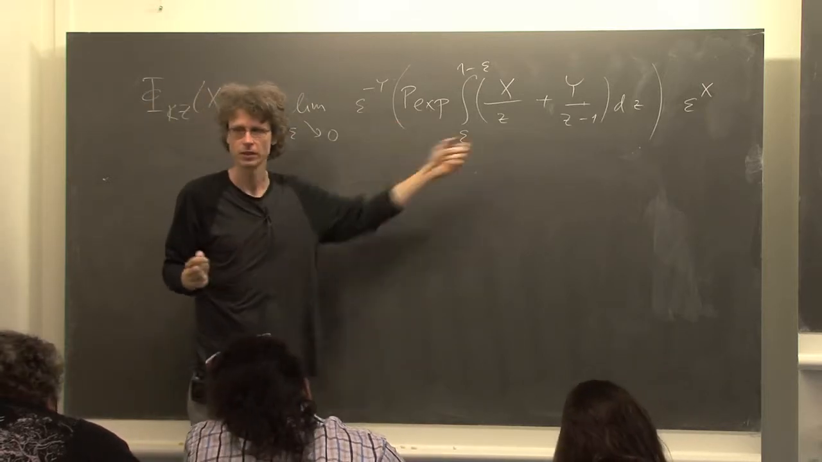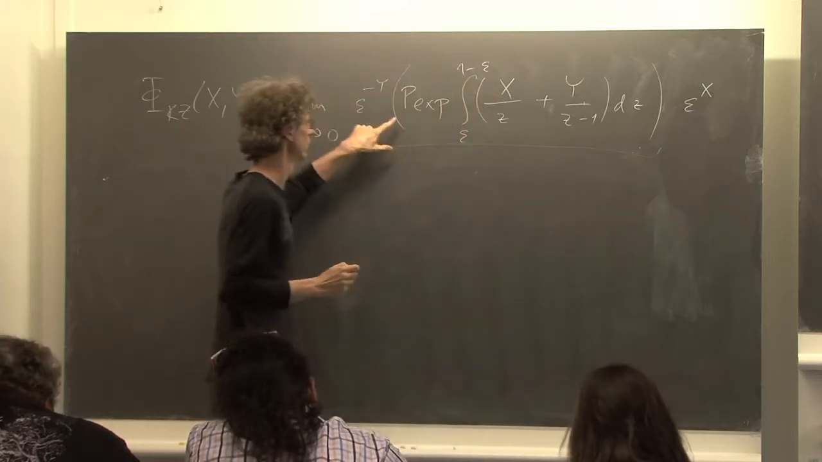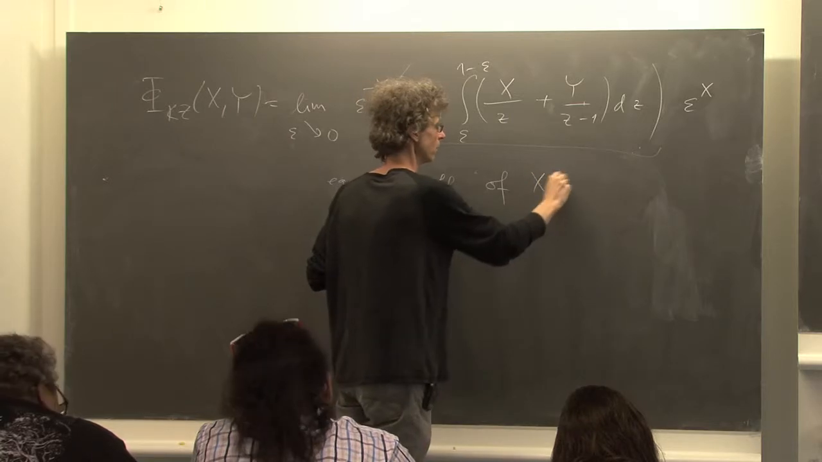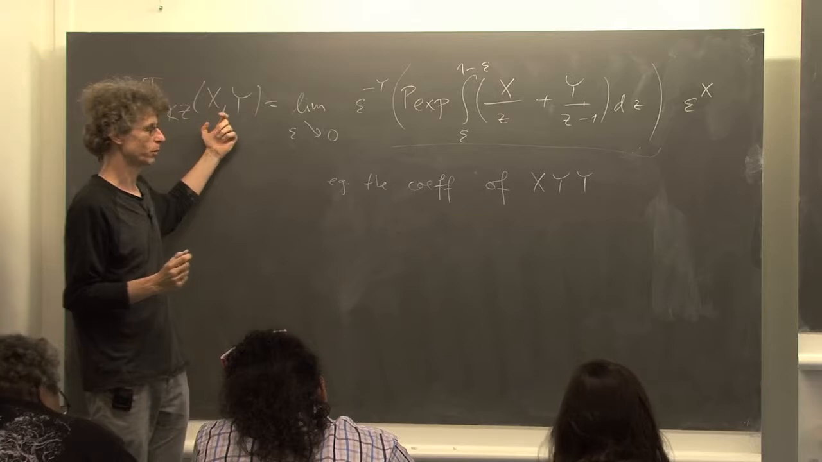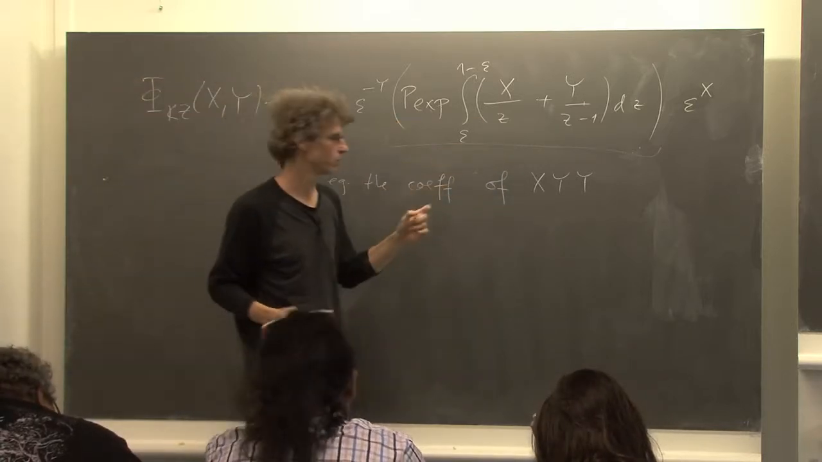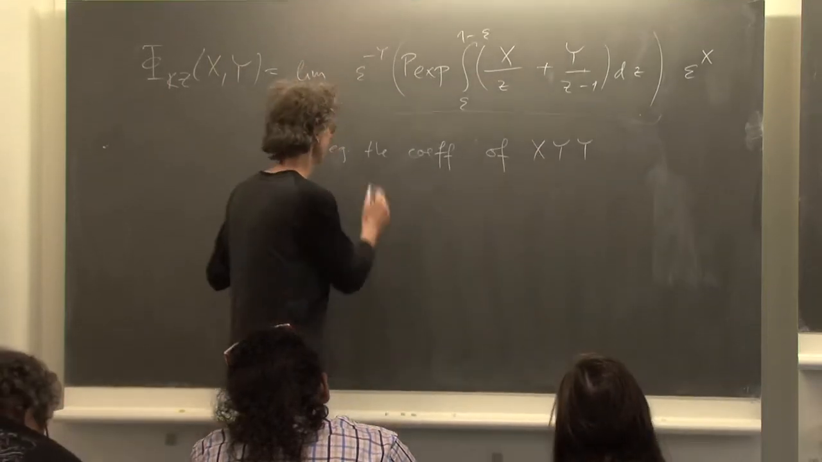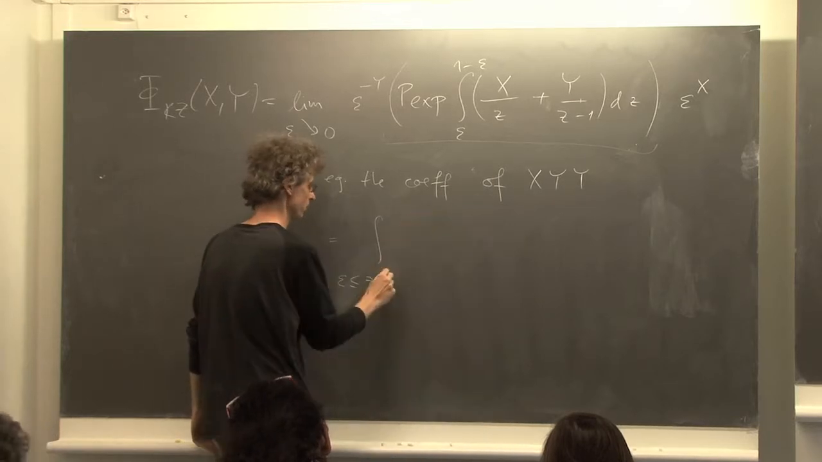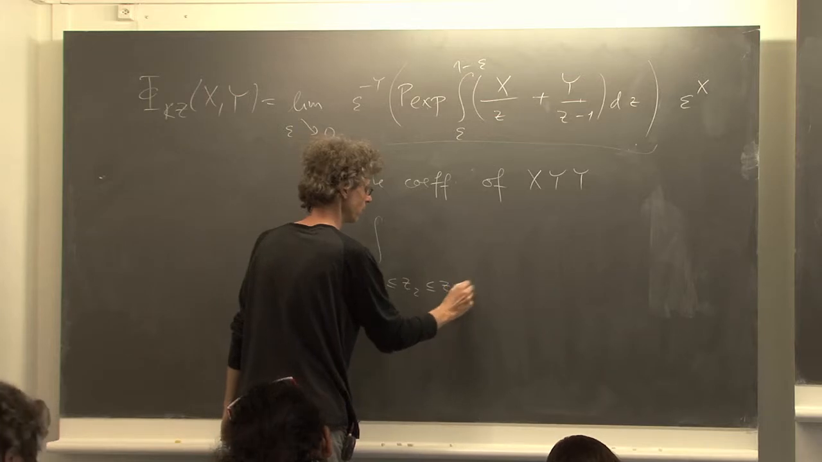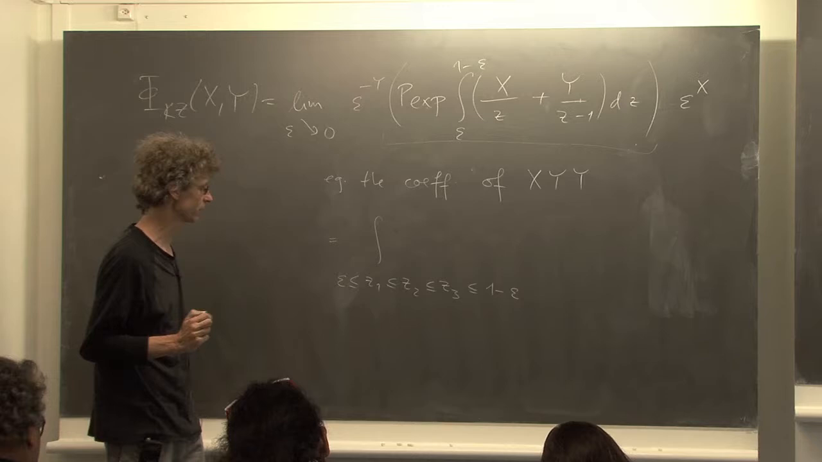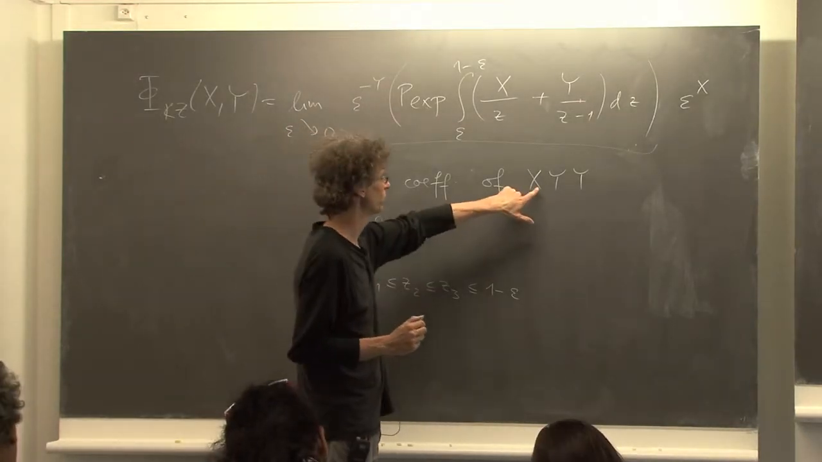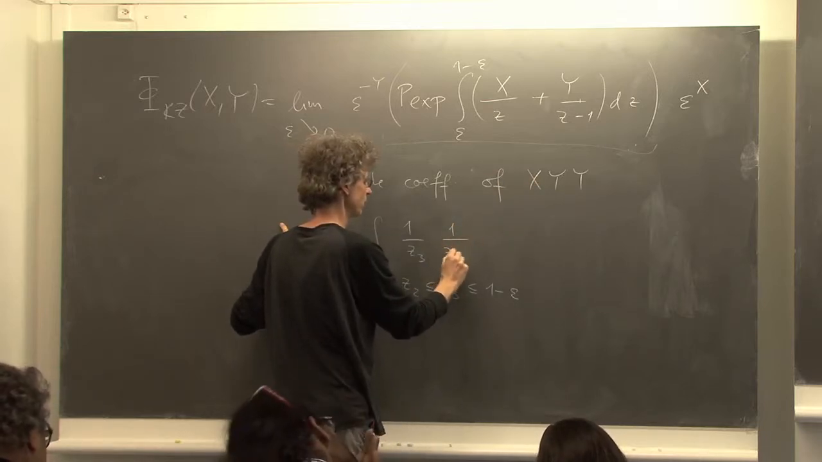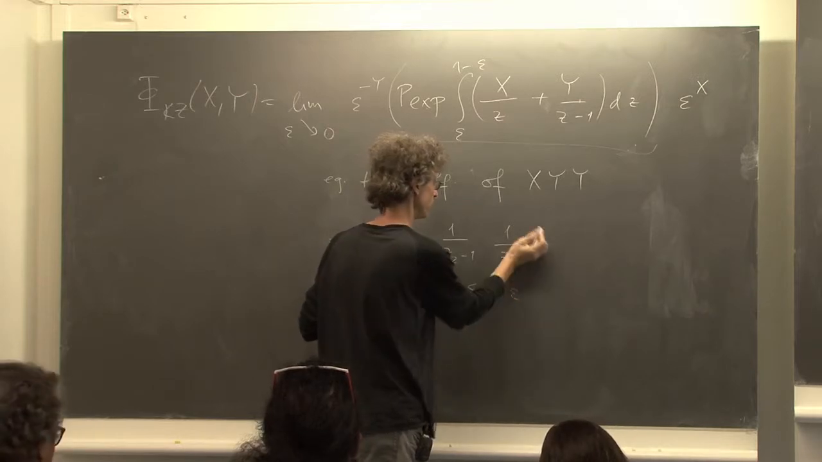Now, what does this thing mean? So for example, the coefficient of xyy, in the end, it's going to be a formal power series, so that's also a formal power series in those two variables. This will come with a number. And what's this coefficient? That coefficient is going to be the integral, the bounds are something like epsilon, z1. There are three things, so there are z1, z2, z3. We stop again at 1 minus epsilon. And okay, the last one to appear is this x, which comes with 1 over z. So there is 1 over z3. Then there is y, which is 1 over z2 minus 1, 1 over z1 minus 1.